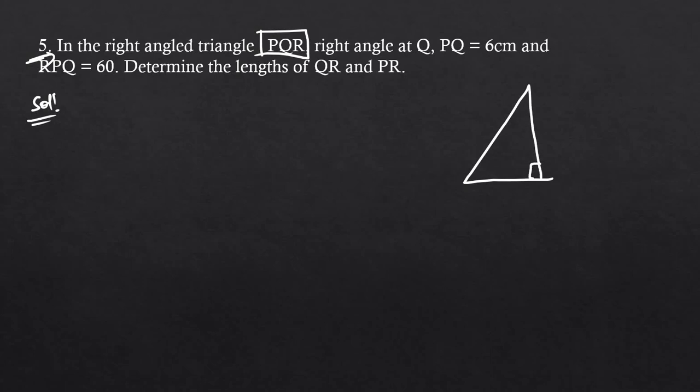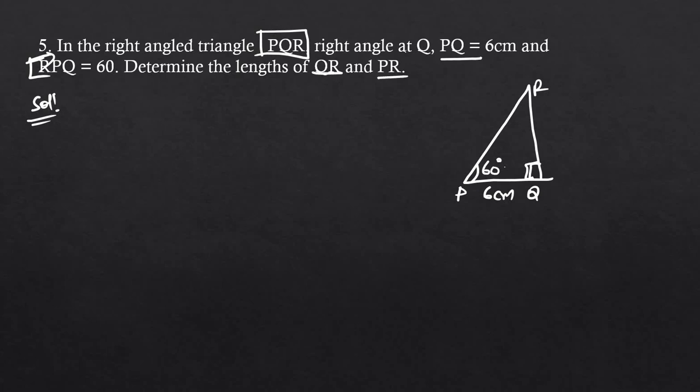Okay. So how will it take PQR? So given that PQR, and right angle at Q, I took here right angle at Q, and PQ is equal to 6 centimeters. And angle RPQ, I am taking R here, angle RPQ is equal to 60 degrees. This is 60 degrees. And determine the lengths of QR and PR.